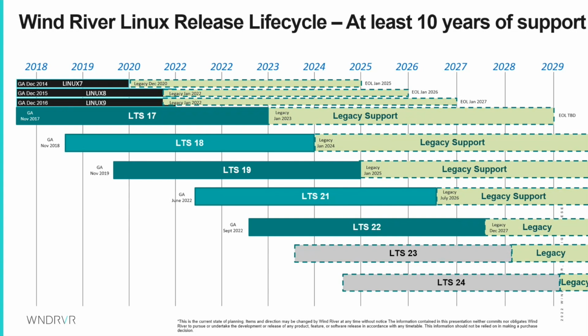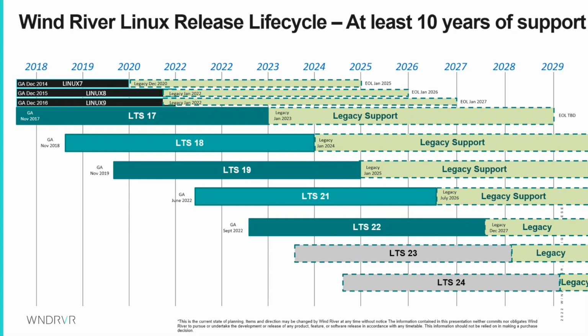Point out, LTS 17 came out in November of 2017. That's going to be out there until probably 2029. So we provide a minimum of 10 years of support. I will tell you that I have customers running Linux 6, which has been end of life for a couple of years now. We still provide support for those customers through our professional services organization. So if you've got a solution that you intend to deploy and have out there for a long time, we will continue to support Linux for a long time.